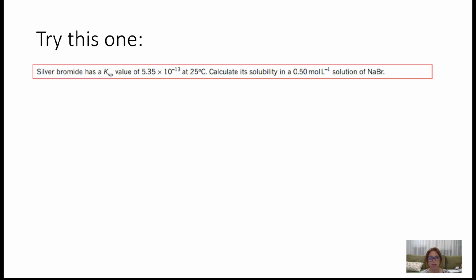So using that example that we had there, have a go at these ones as well. Pause the video, do the calculations, and I again will upload some answers for you to check.